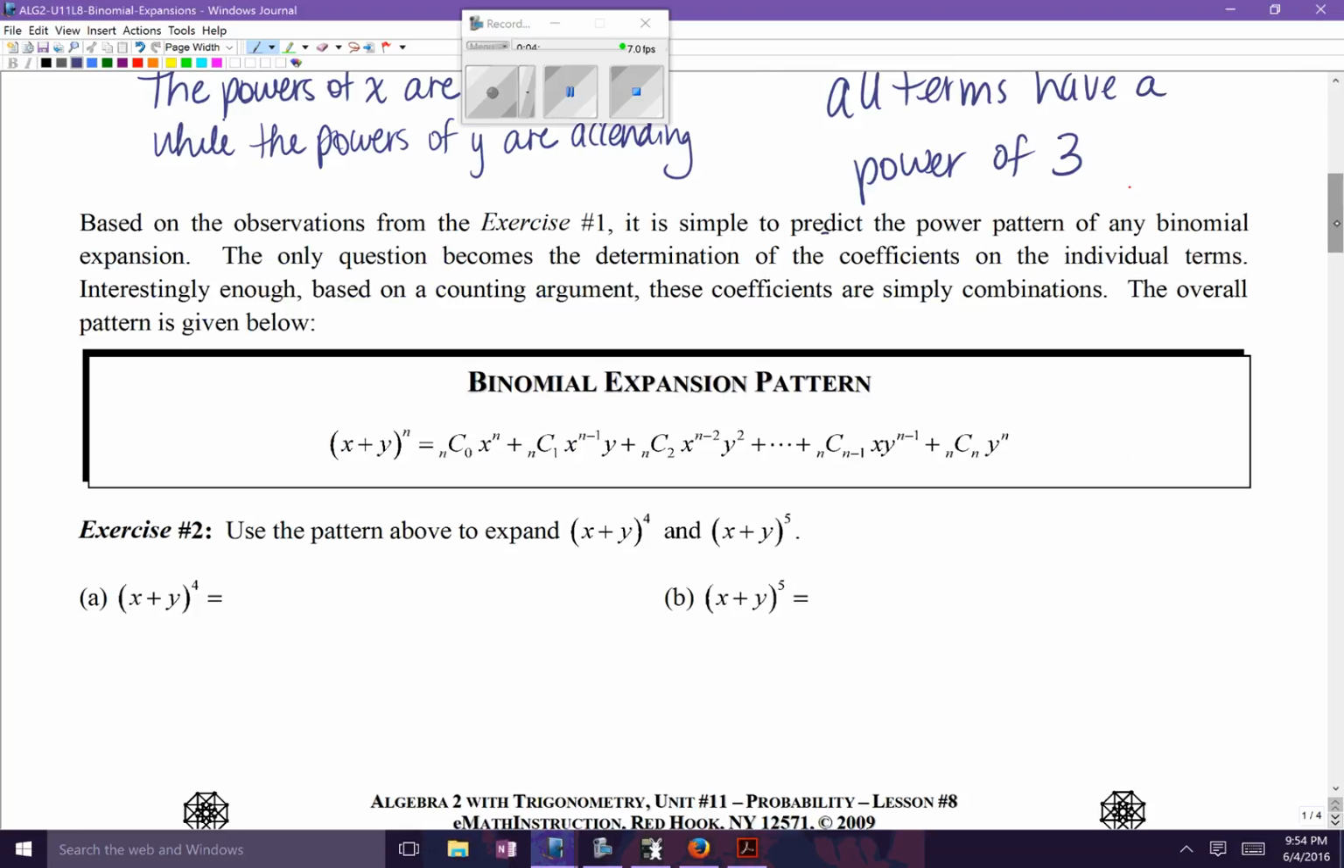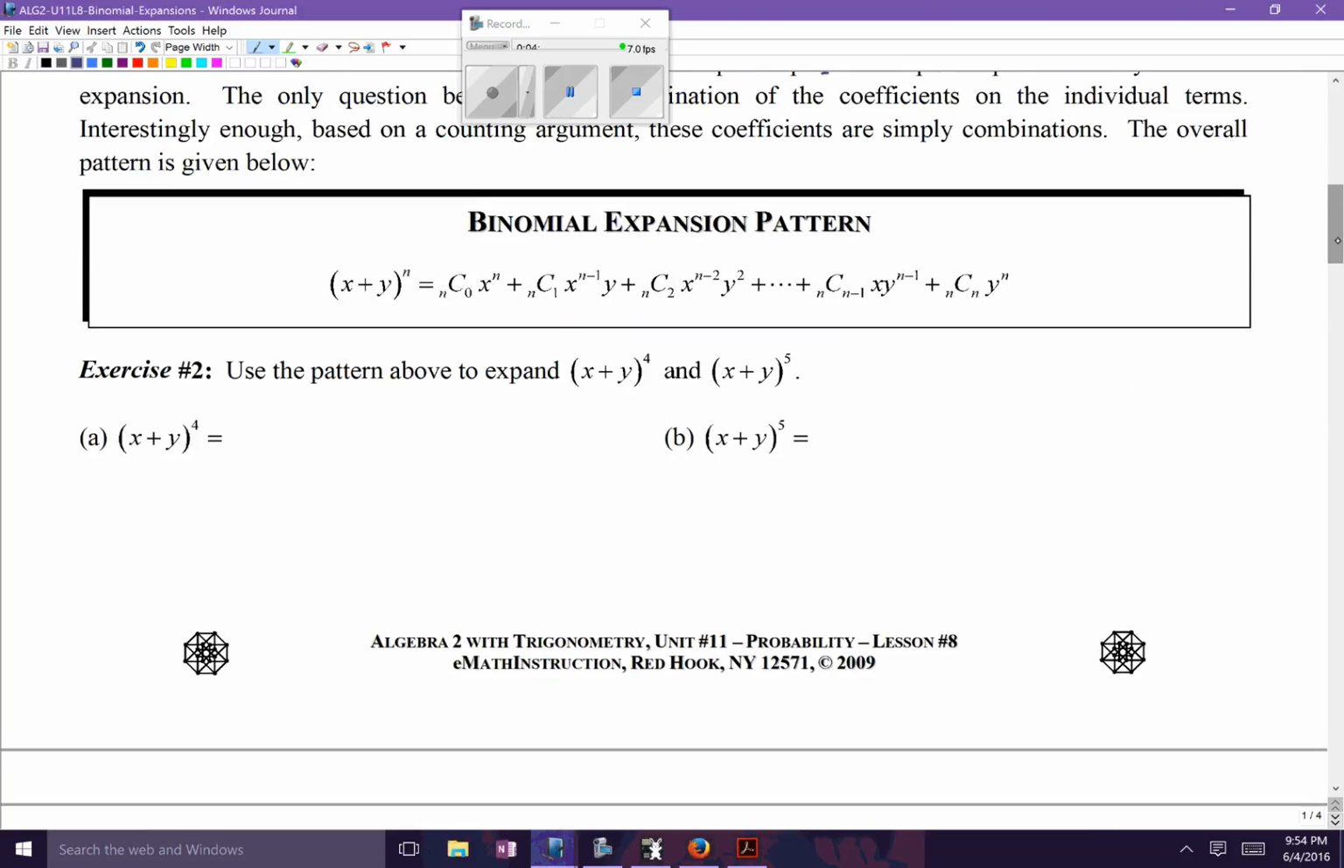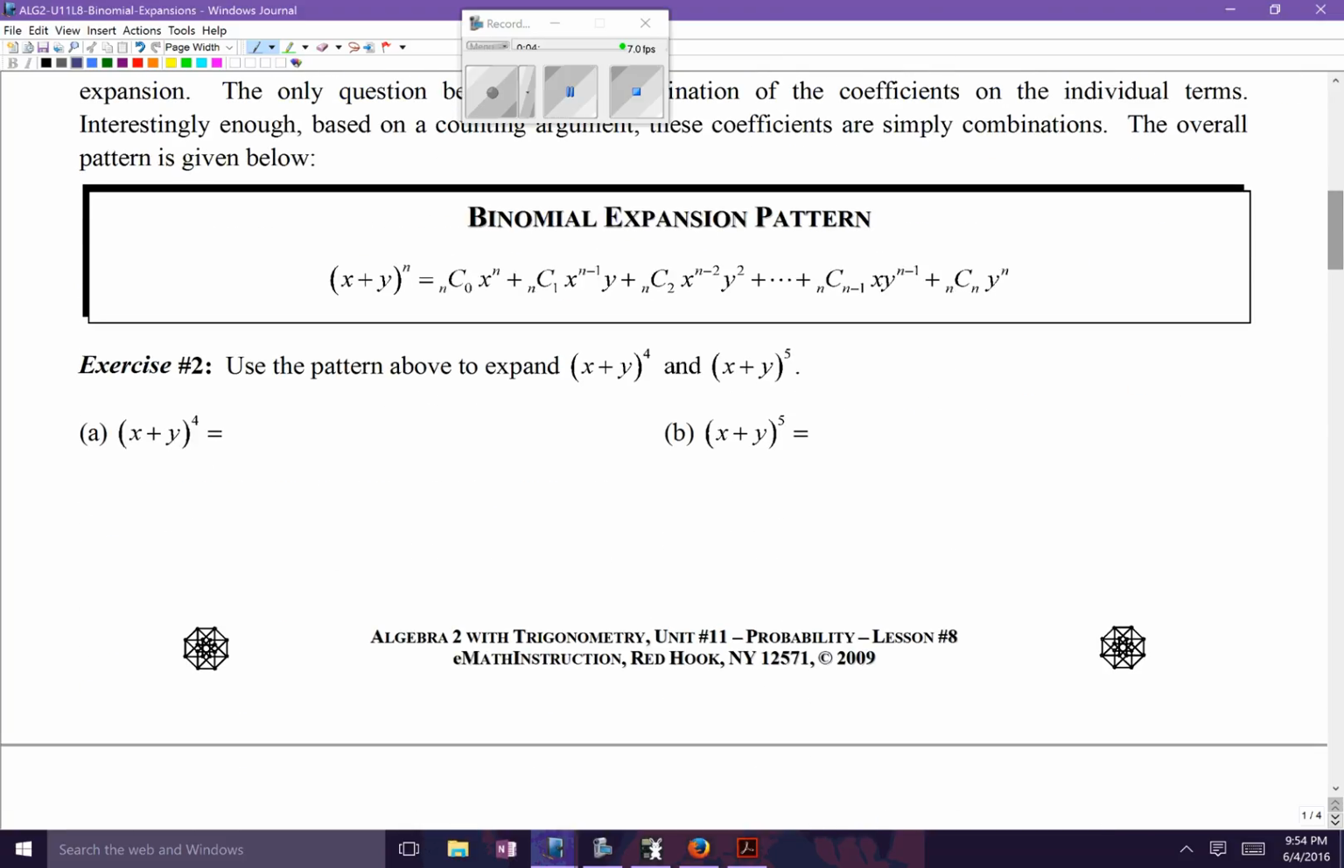So here is your binomial expansion pattern, and this can also be found in your reference table, so don't feel like you have to memorize it. But when you start to learn how to do these, they become so routine that you're not going to need to refer back to your reference table, but it is there just in case you need it.